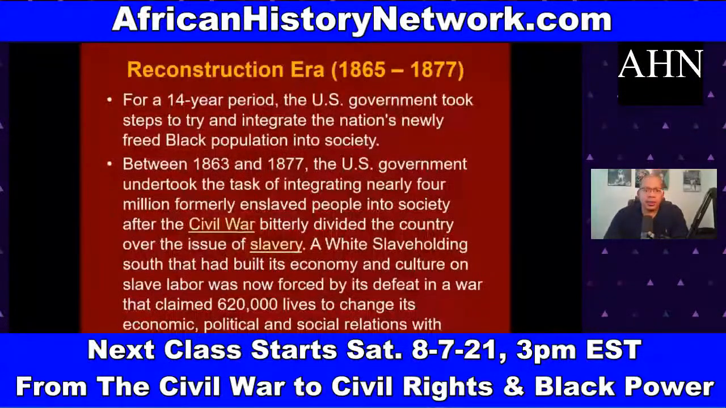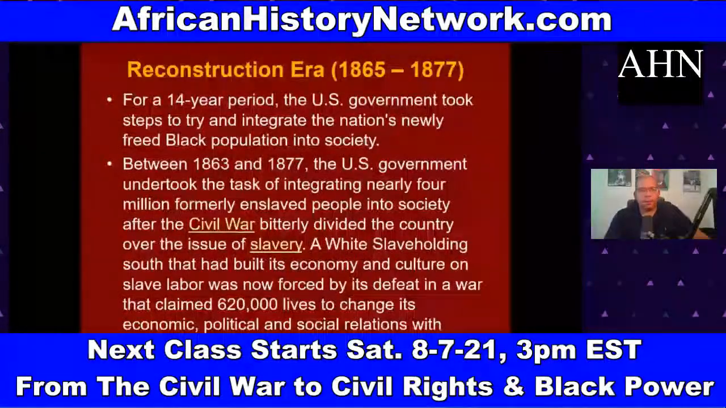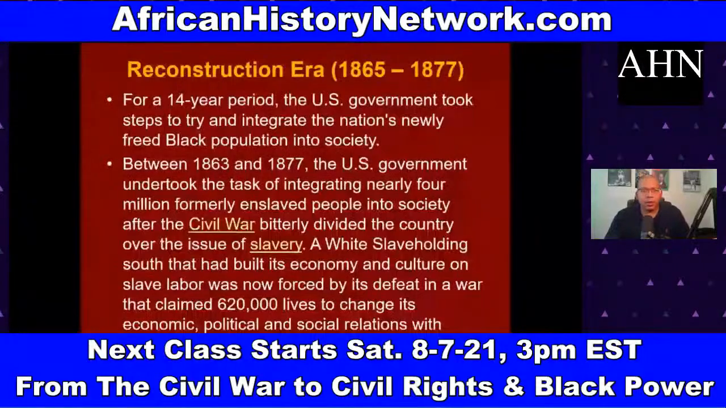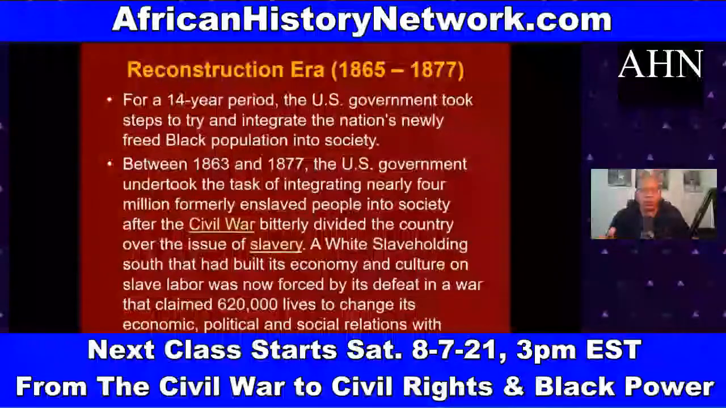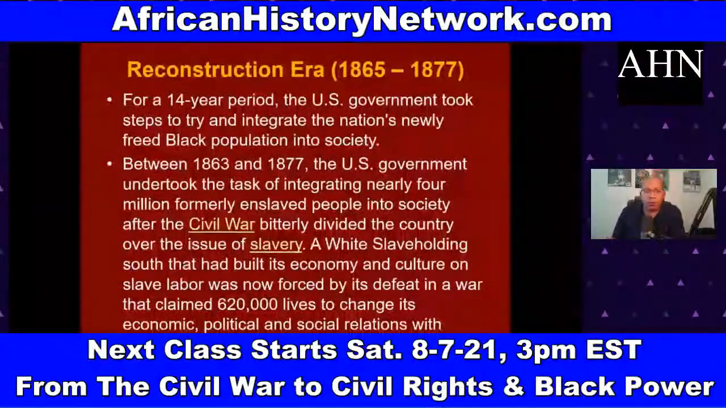Between 1863 and 1877, the U.S. government undertook the task of integrating nearly 4 million formerly enslaved people into society. After the Civil War bitterly divided the country over the issue of slavery, a white slaveholding South that had built its economy and culture on slave labor was now forced by its defeat in a war that claimed 620,000 lives to change its economic, political, and social relations with African Americans.